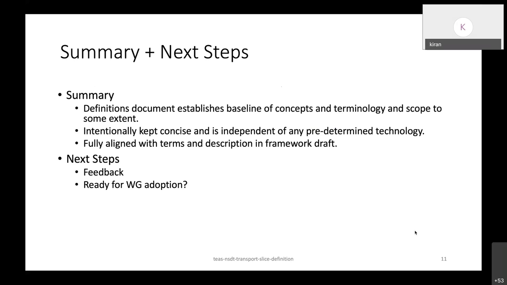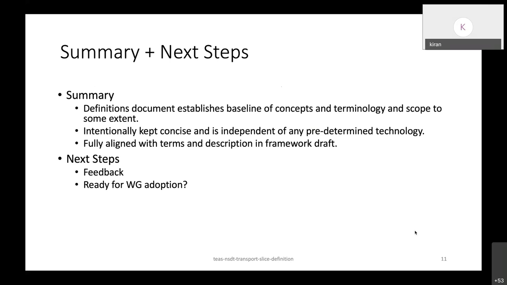And it's been in a pretty stable shape for the last month or so. If you think there's something missing, please let us know. So we are asking for feedback and maybe, if possible, working group adoption. Thank you. I think this was my last slide.